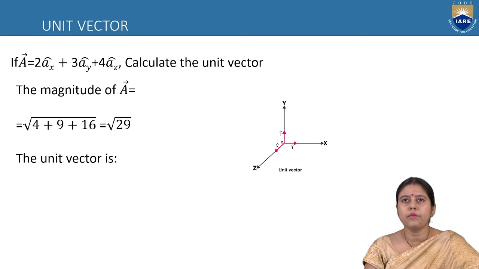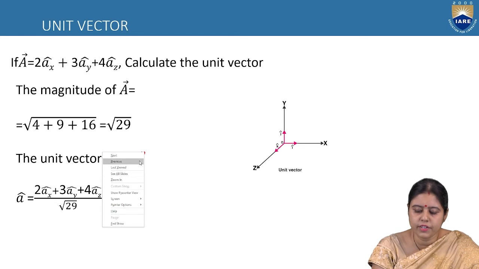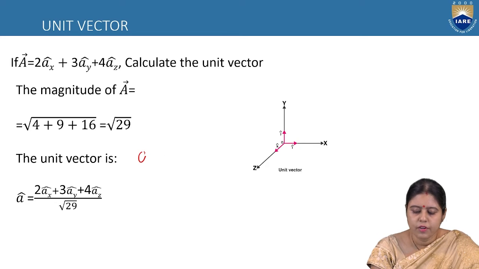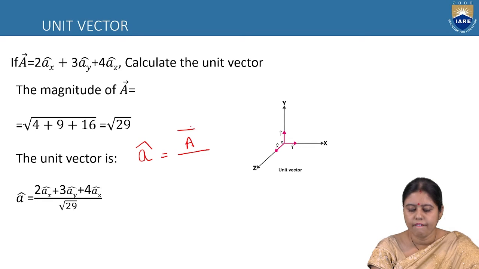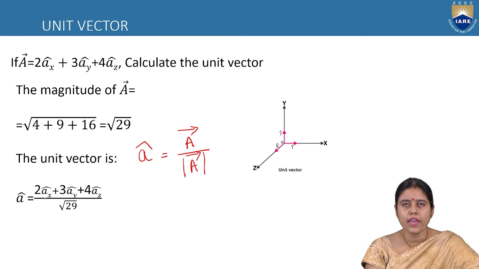So what is the unit vector? According to the definition, the unit vector is written with a small letter, equal to the total vector divided by its magnitude. So what is the original vector? 2a_x plus 3a_y plus 4a_z divided by root of 29. Okay.